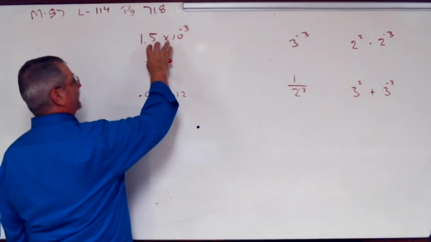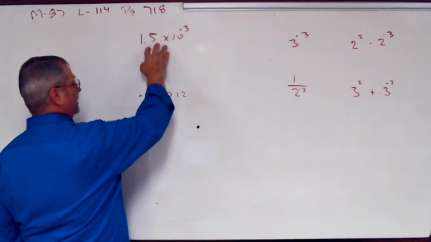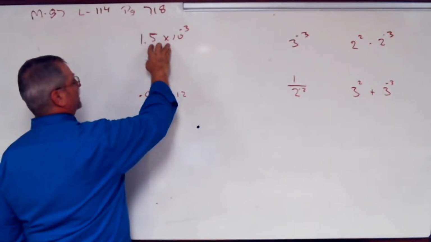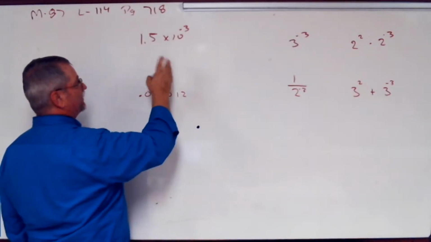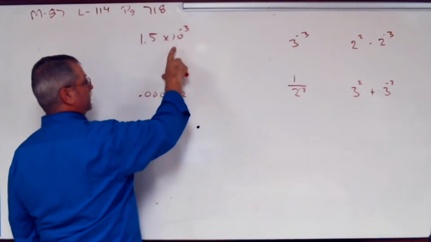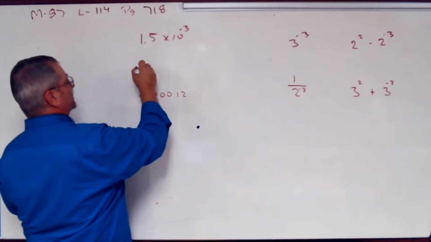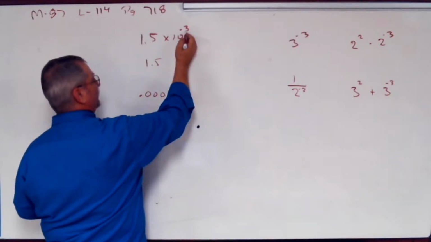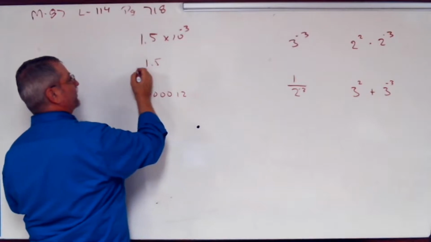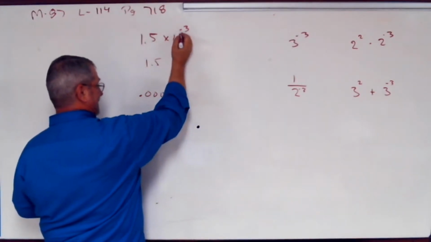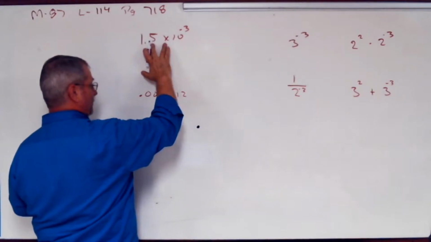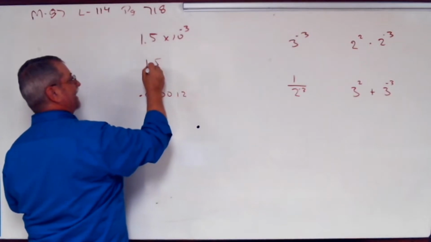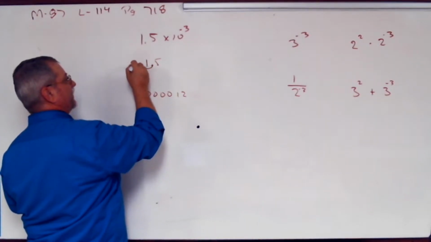So I want to show you how to put this and change it to this. This is scientific notation. This is standard notation. Okay, so to go from scientific notation to standard notation means to move the decimal however far it tells me to do it, okay? So if we start with 1.5 times 10 to the negative 3, since this is a negative 3 up here, I want to go 3 to the left. I'm going to take this decimal and go 3 to the left. 1, 2, 3. Fill that in with zeros.